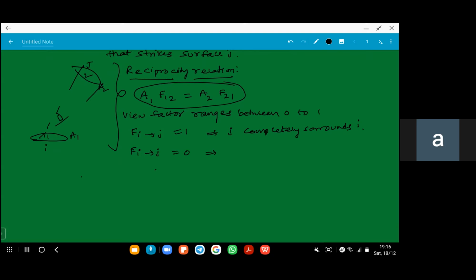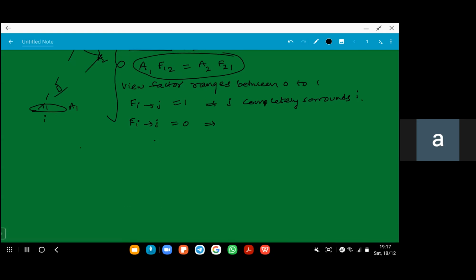Here I'm assuming the radiation coming from the source is uniform in all directions throughout its surface. And the medium between the two surfaces has nothing to do with this. I mean, it should not absorb, emit, or scatter. Such cases are called non-participating. Remember, the reciprocity relation is one tool to solve.